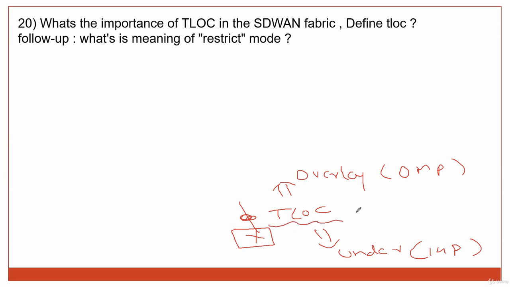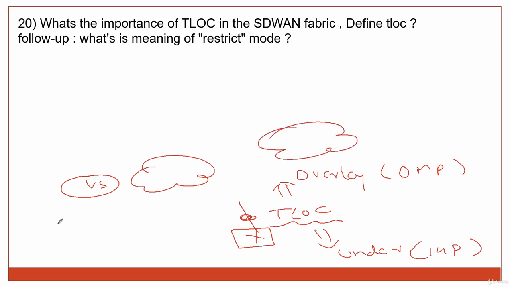With the help of the transport locator, the vSmart will reach out to the devices over VPN0, or these devices will create the data path, or they will create the IPsec tunnels. Now in this case, suppose we have two different ISPs, we can mark these as a color as well. So TLOC, let me write here, TLOC is nothing but transport locator, and it has three major attributes: system IP, color, and encapsulation.